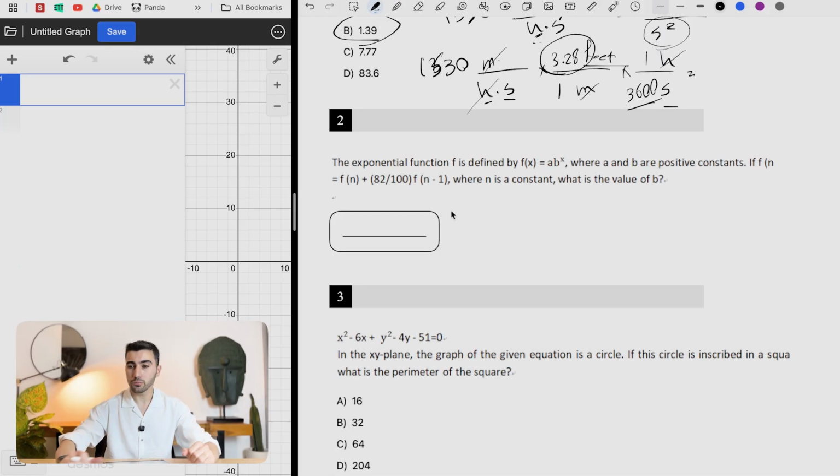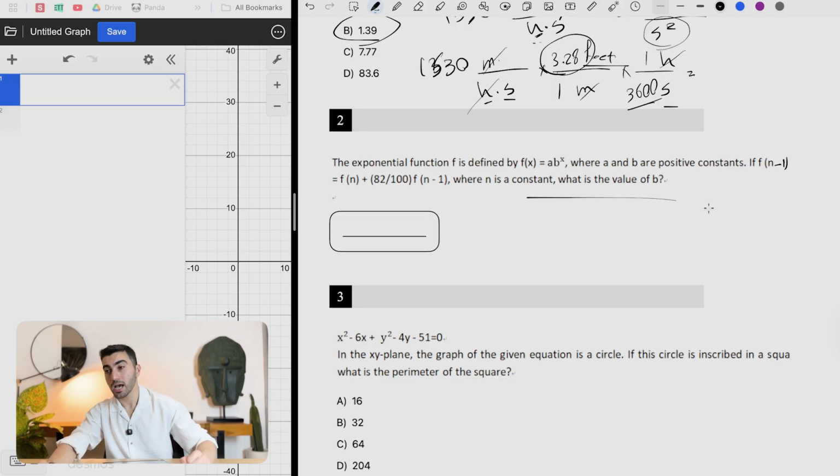Now let's move on to question number 2. Here it says the exponential function f is defined by f of x equals a times b to the x, where a and b are positive constants. If f of n minus 1 is equal to f of n plus 82 over 100 times f of n minus 1, where n is a constant, what is the value of b?